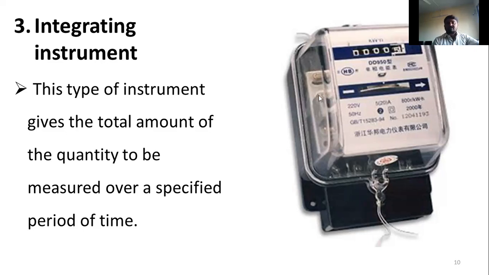Those types of instruments we are going to call integrating type instruments. What are we measuring here? Power with respect to time, which is nothing but energy. How much energy we have consumed per kilowatt hour, and how much rate we have to add. This energy meter is not going to display the rate.